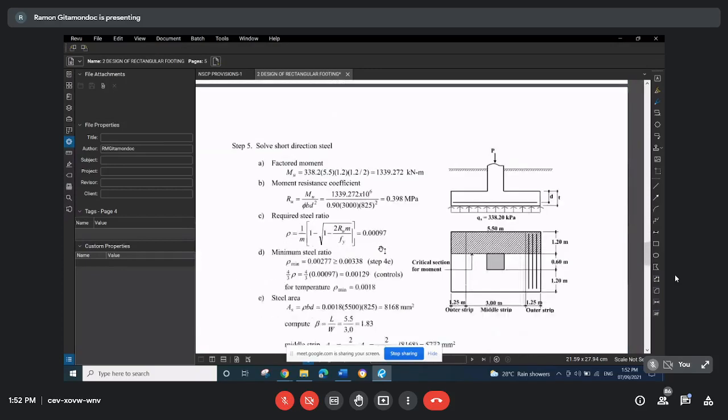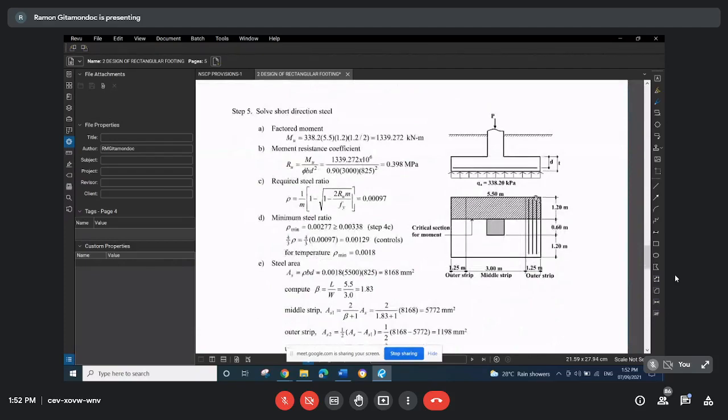Now for the short direction steel. By the way, feel free to interrupt if you have some questions. Now for the short direction steel, that is the steel that will be used in order to counteract bending at this critical section. The critical section for moment will be at the face of the column, parallel to the long side. So for bending here, the steel will be placed perpendicular to the critical section for bending.